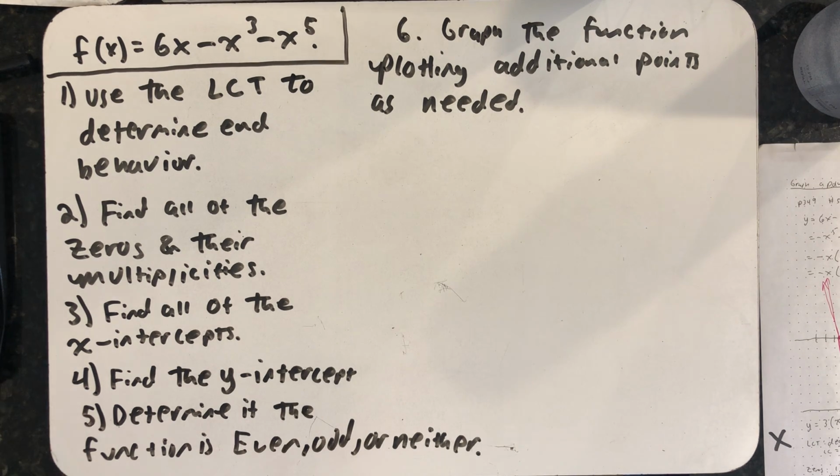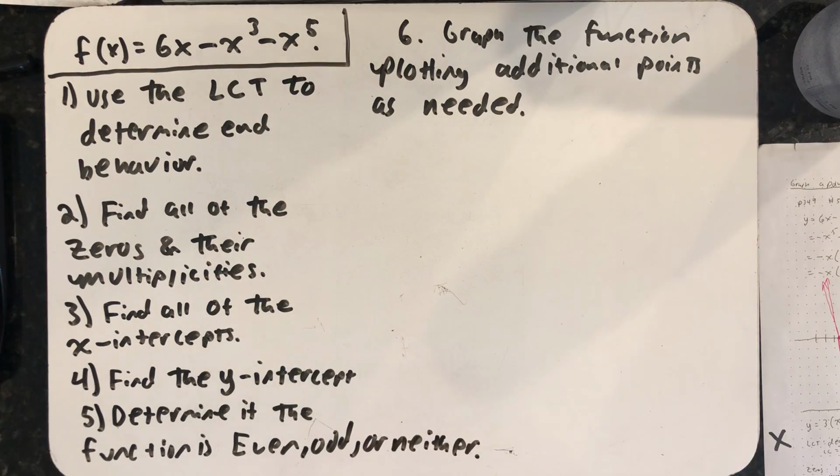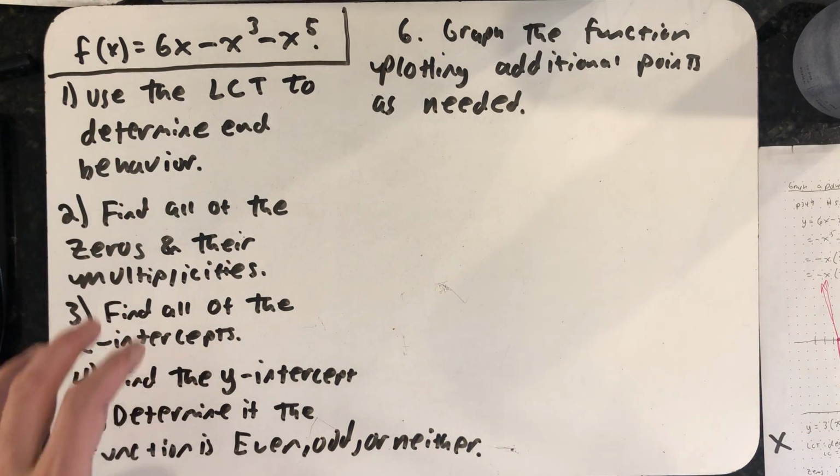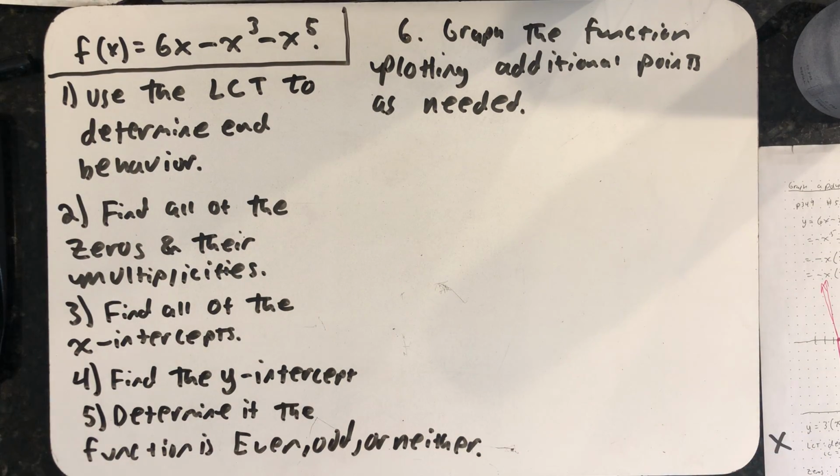I'm supposed to list the x-intercepts, find the y-intercept, determine if the function is even, odd, or neither, because that will connect it to a symmetry relationship if it has one that might help me graph it. And then finally, I'm going to graph the function using all of these things, plotting other points as I feel like I need them. All right, the leading coefficient test asks me to know the degree and the leading coefficient.